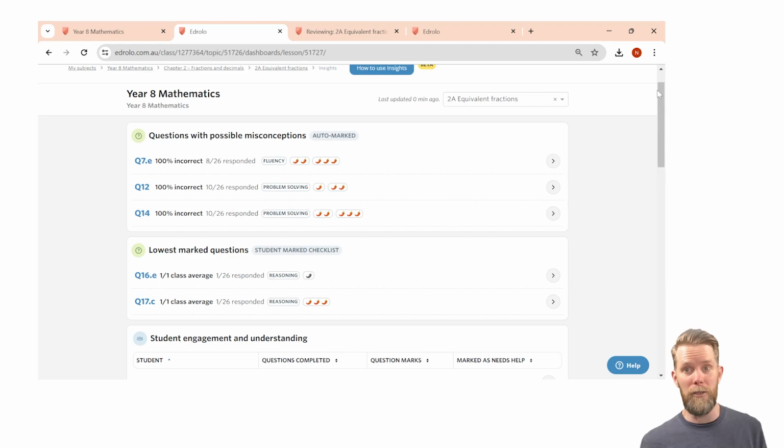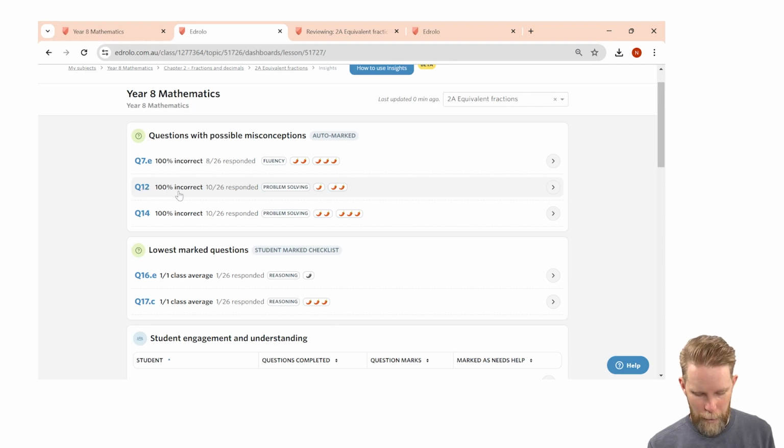To learn if your class is ready to progress, one of the most important things is to understand if there are any common misconceptions that you need to recover or reteach before moving on. So the first 2 tables here will tell you which questions stump most of your students.